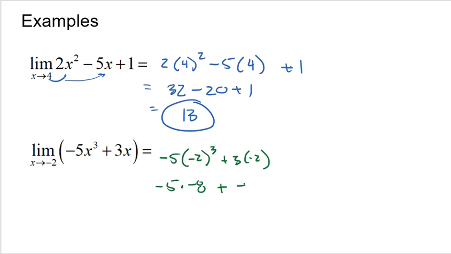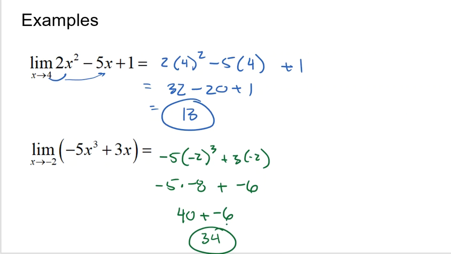3 times negative 2 is negative 6. Multiply first. Negative 5 times negative 8 is positive 40. Plus negative 6 is 34. So my final answer there is 34.